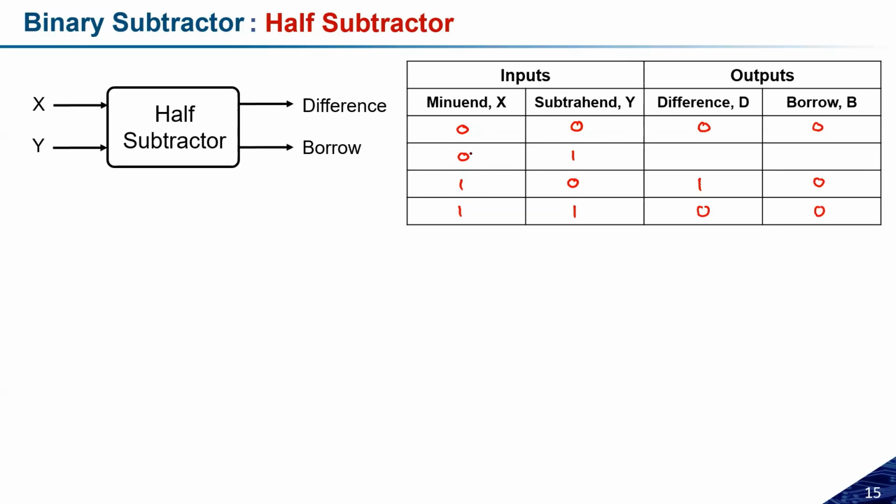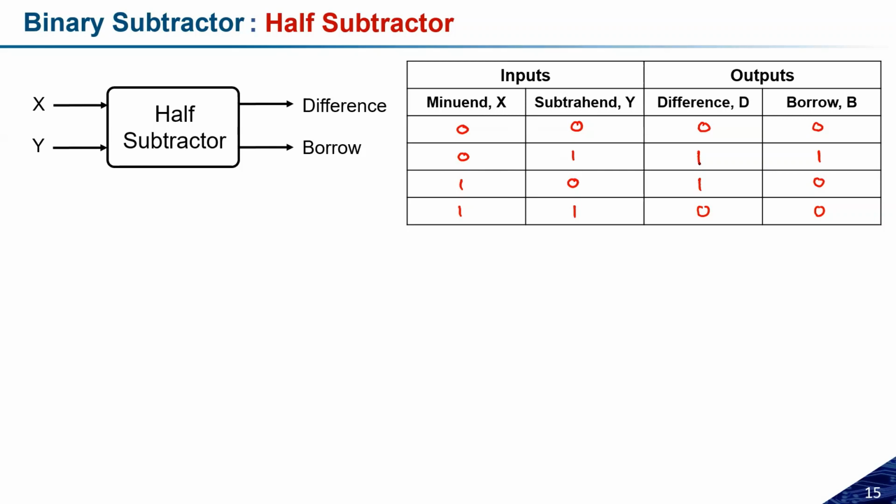Now let's talk about this second case. 0 minus 1. That has to borrow, like I have to borrow 1 so that I can make it 10, and then I have to subtract it. So the borrow is needed here. I need to borrow, so borrow will be 1, and then 10 minus 1 will give you 1. So this difference will be 1. So this is how the half subtractor works.